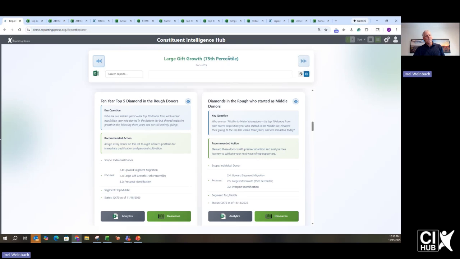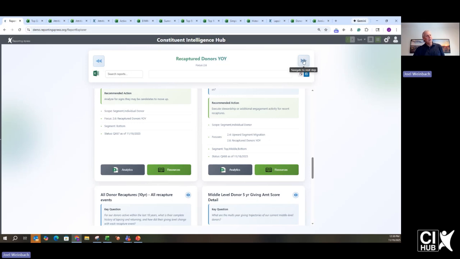If your 75th percentile gift amount in the middle segment is greater than the 25th percentile gift amount at the top segment, you've got some donors at the top of your middle segment that are already making gifts commensurate with some of your top level donors, and they might be able to be encouraged to give a little more to get into the top segment.